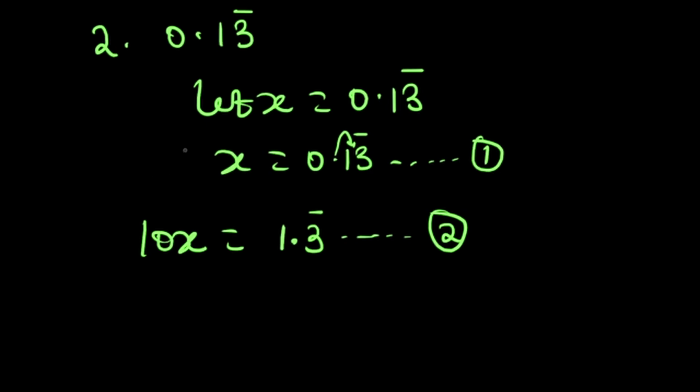Is it possible to subtract? If you look at this closely, you discover that for equation 1, on the right-hand side, we have 0.13 bar, and for equation 2, on the right-hand side, we have 1.3 bar. So they can't go, right? Look at this. The number that comes after the decimal is 1 for equation 1, and the number that comes after the decimal for equation 2 is 3.